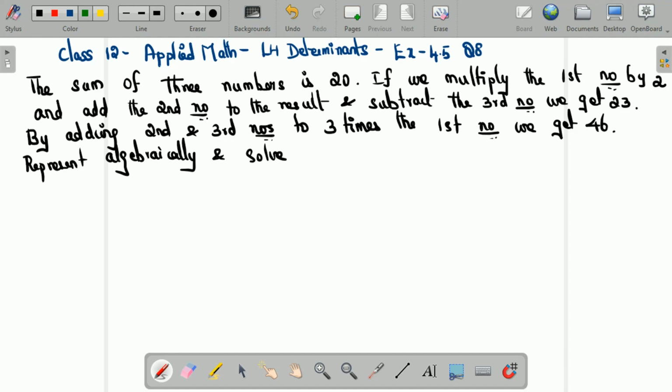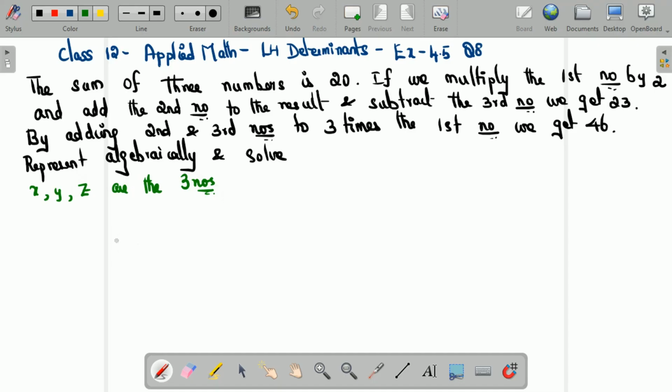First, we're going to convert it into equations. Then we're going to solve through Cramer's rule. So let's write the application. For that, I'm going to declare the variables I use. I'm going to say x, y, and z are the three numbers that we are going to have. So these are the representations for those variables.